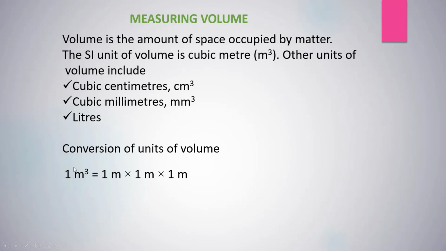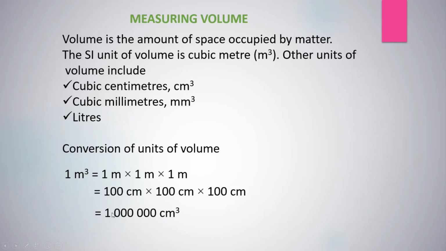How can we convert 1 cubic meter to centimeters cubed, or cubic centimeter? 1 cubic meter simply means 1 times 1 times 1 meter. So, and we know that 1 meter is equal to 100 centimeters. So it says 100 centimeters times 100 centimeters times 100 centimeters. And we shall get 1 million centimeters cubed. So therefore 1 cubic meter is equal to 1 million cubic centimeters.